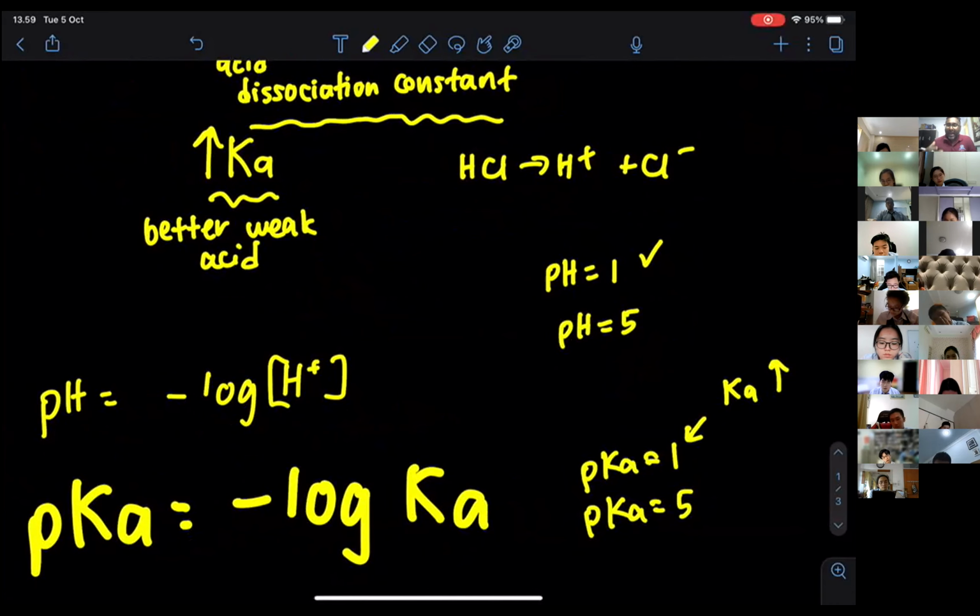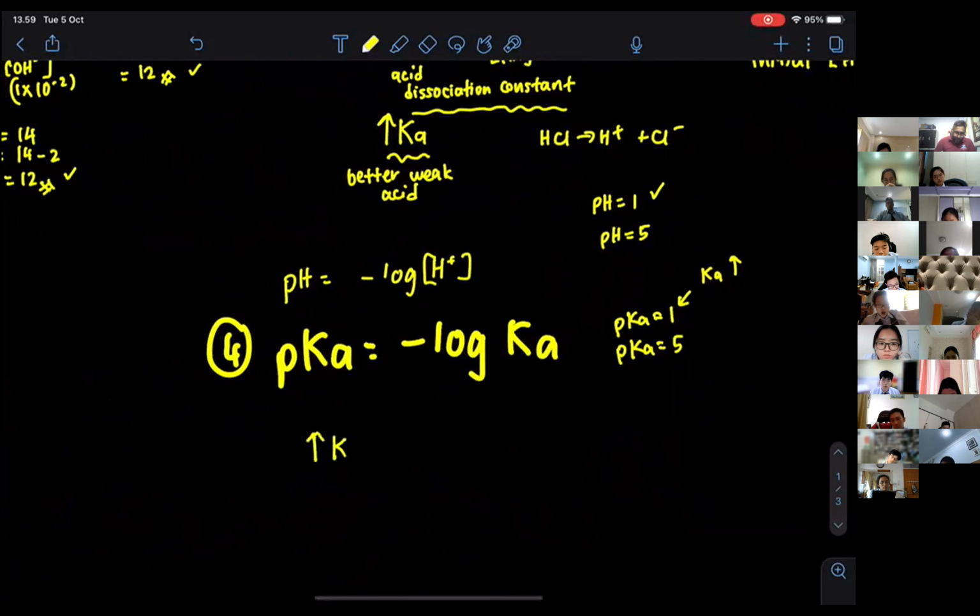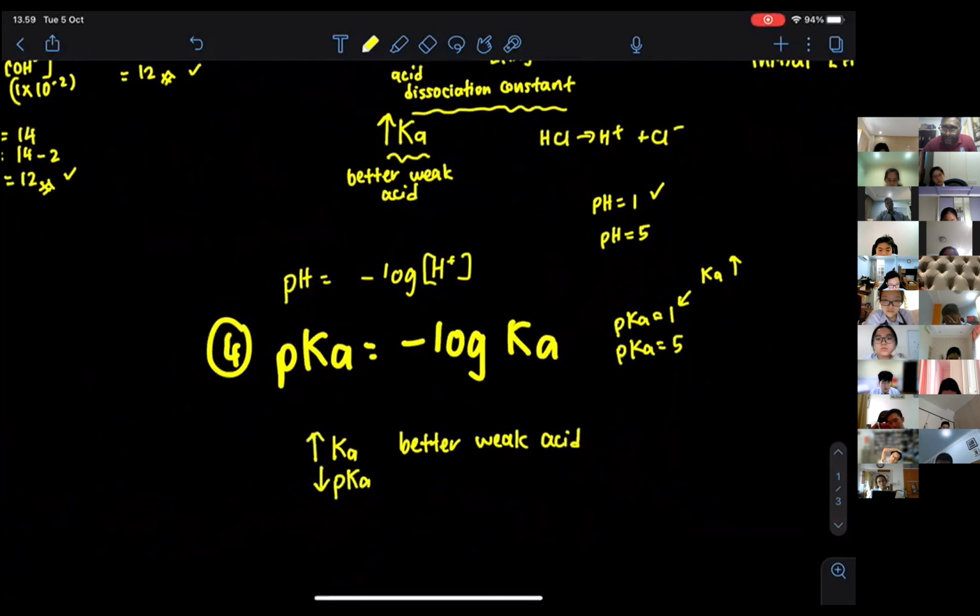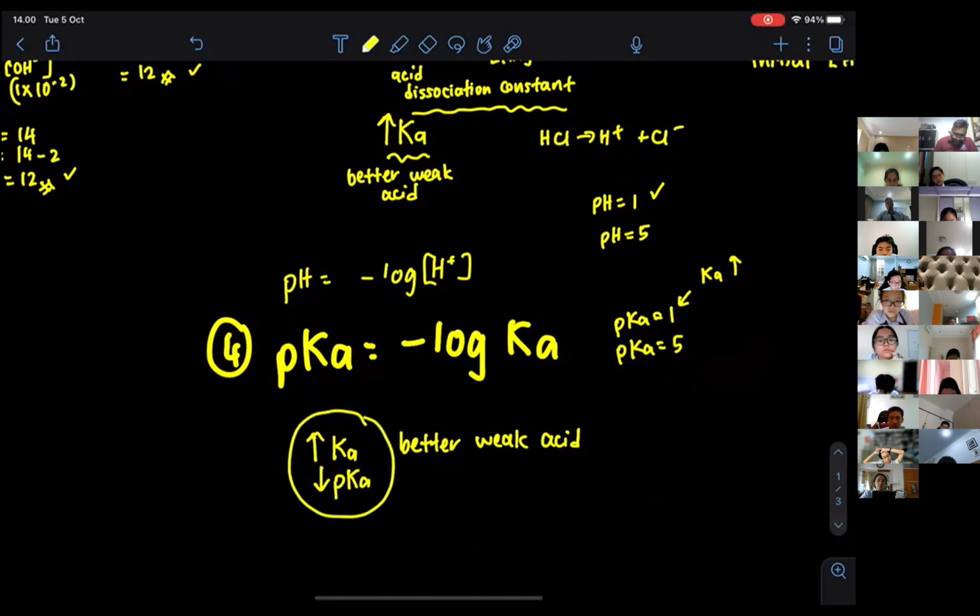So in summary, what can I say? If you have more Ka, it means it's a better weak acid. They will dissociate more. And this is also valid if you have a pKa value that is smaller. The smaller the pKa value, similar to pH, the better the weak acid. Why? They will dissociate more. So you just need to refer to or memorize this. It's going to be either bigger Ka or smaller pKa. Both of them mean the same thing.